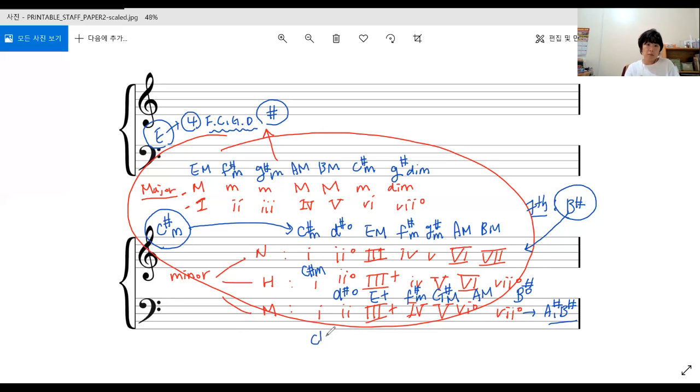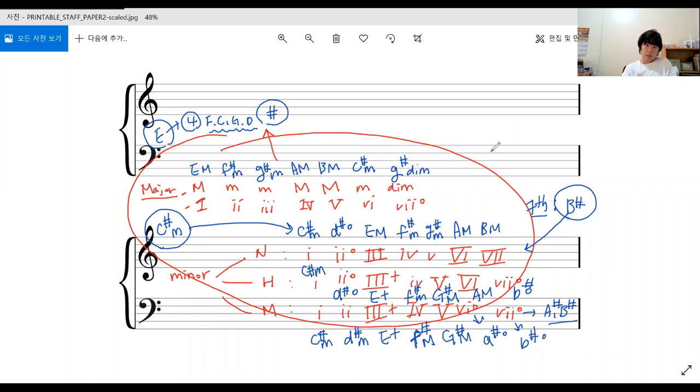So C sharp minor, D sharp minor, E augmented, F sharp major, okay? And then G sharp major, and then here, A sharp diminished. Here, B sharp diminished. So, no. So here, B, I'm just going to put B lowercase like that, okay?